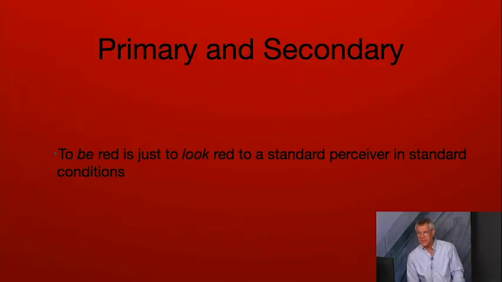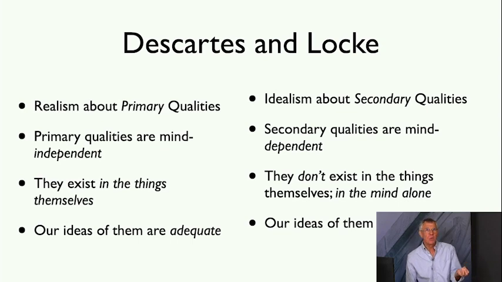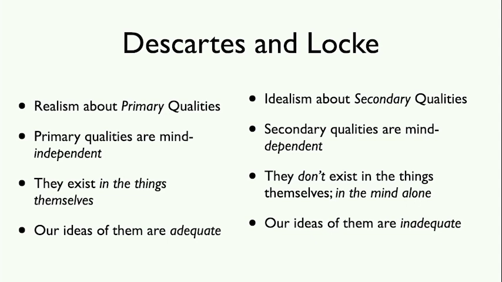And now we can articulate this. We can say, just as to be red is just to look red to a standard perceiver in standard conditions, so we want to be realists about the primary qualities, but idealists about the secondary qualities. That is to say, we want to say extension, motion, mass, figure, those are really in the object. We're realists about those qualities, but on the other hand, colors, textures, tastes, we're idealists about those. They're contributed by the mind. So Descartes and Locke are realists about the primary qualities. Those things are mind independent. They exist in the things themselves, and our ideas of them are adequate. They match what's going on in the world.